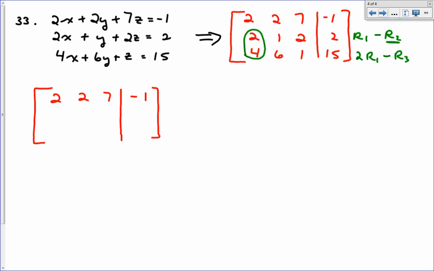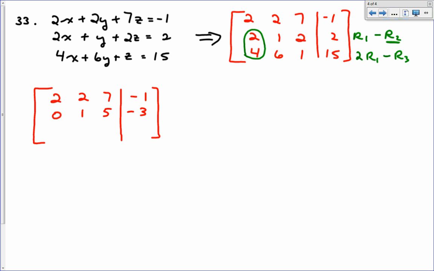So now I'm going to look at row 2, and I'm taking row 1 and subtracting row 2 from it. So 2 minus 2 gives me a 0 as I wanted. 2 minus 1 gives me a 1. 7 minus 2 gives me a 5. And negative 1 minus 2 gives me a negative 3. So there's my new row 2, which is really nice because the first number is a 0, and now the second number is a 1, which is what I want it to be eventually anyways.